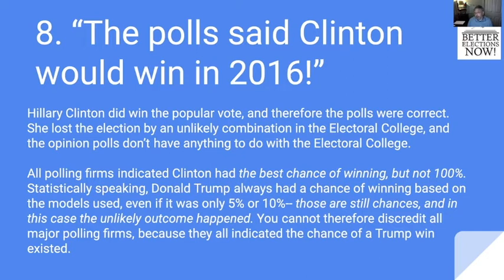So the polls indicated that Clinton would win the nationwide popular vote, and she did. The polls were correct. The polls also indicated that Donald Trump always had a chance of winning, and he did. So the polls in 2016 were largely correct. It's just that Trump pulled out one of the unlikely wins, and these things do happen.